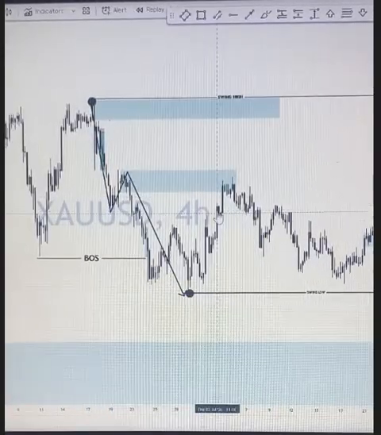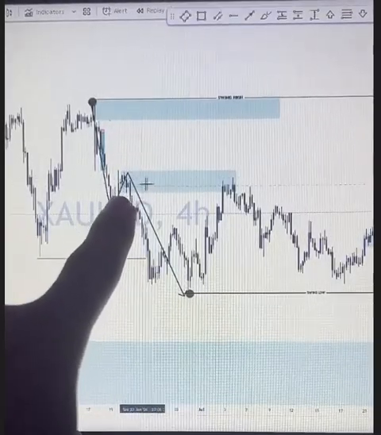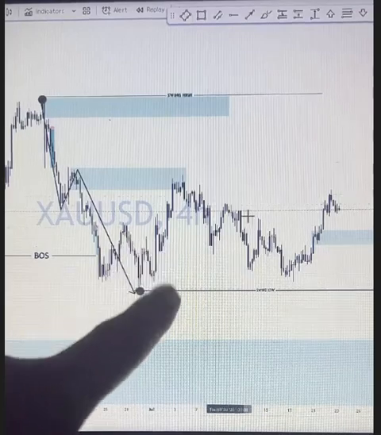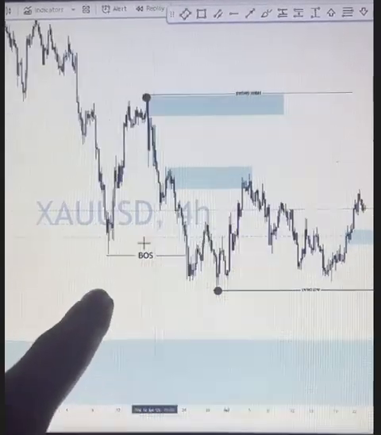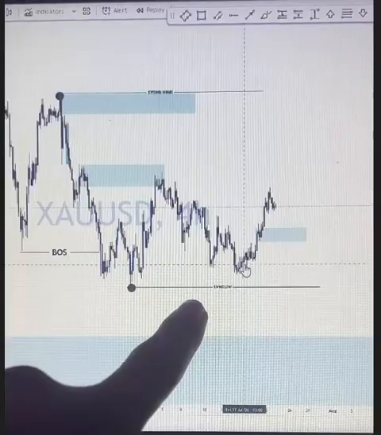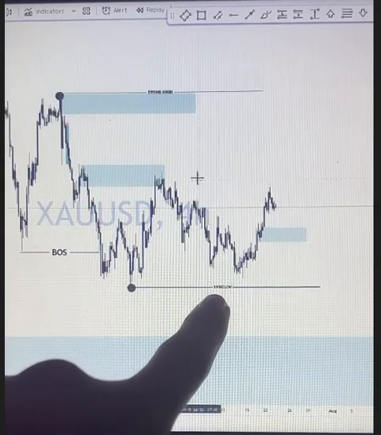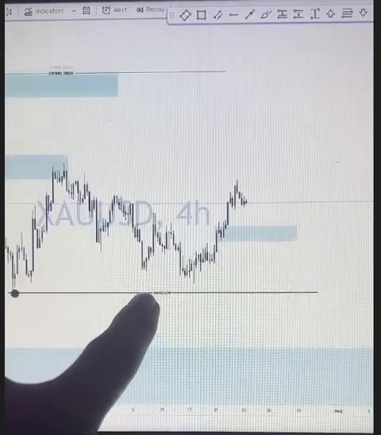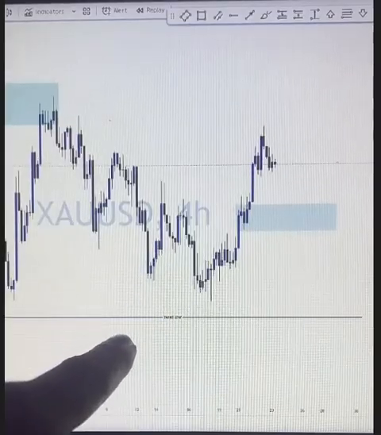The last sellers, this is where they came in. And for them to protect this zone, they will make sure price rejects from here for them to make their money, right? But now, if we can see clearly, after this rejection, price was unable to break this low. Price was unable to break this low, and it's giving us another structure. Right now, let's follow these structures.